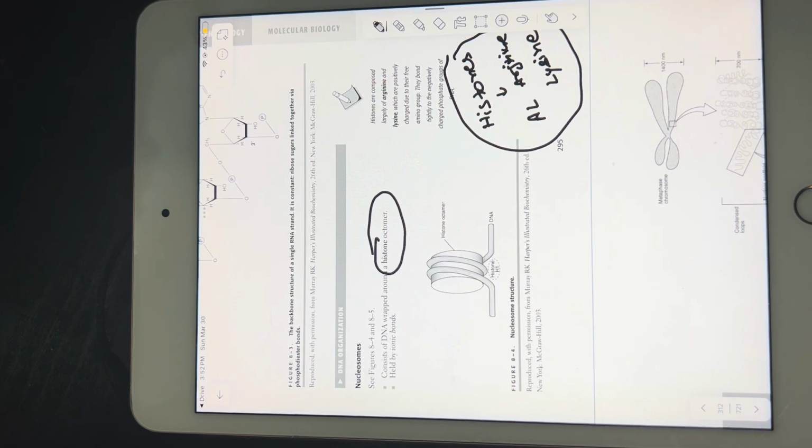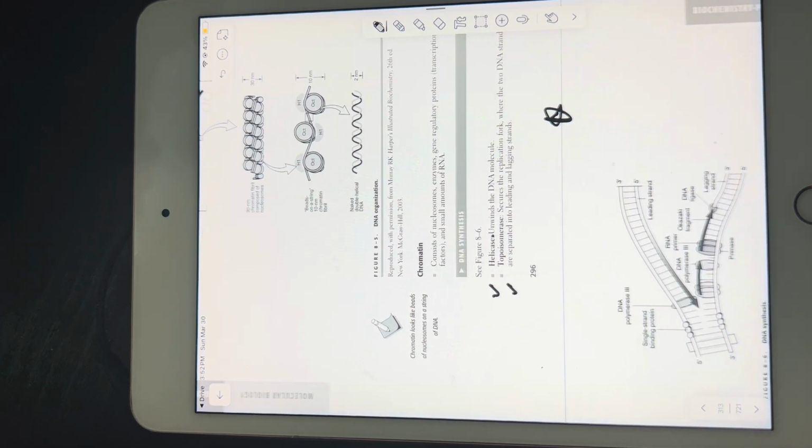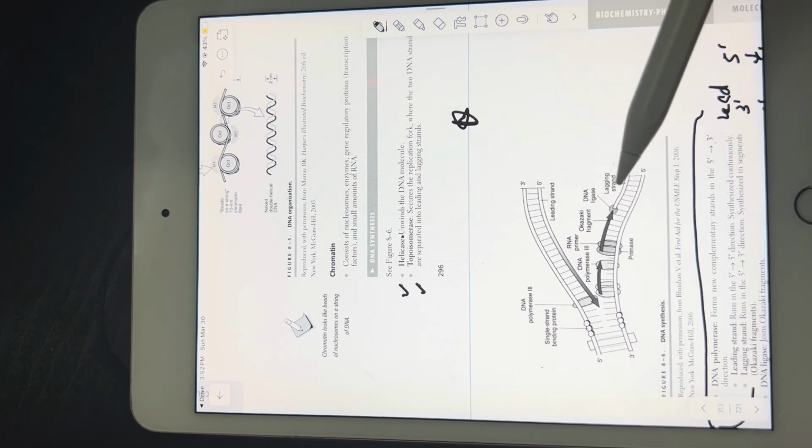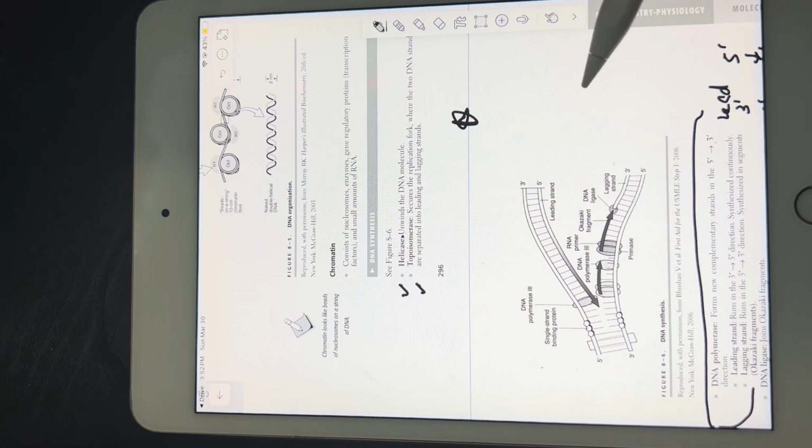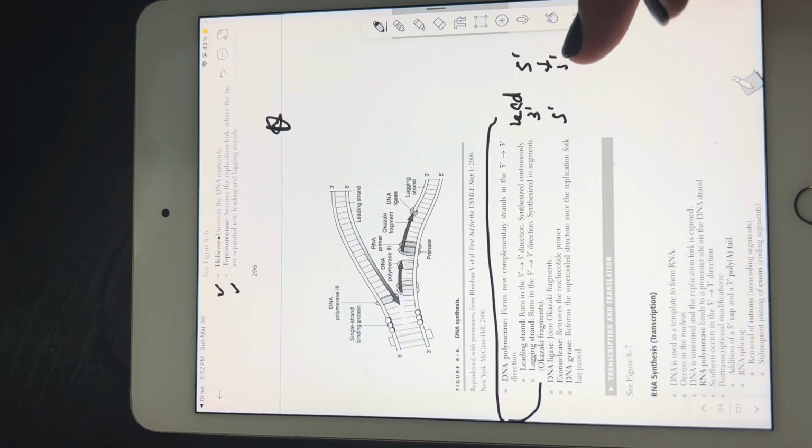Let's go to this one. Just make an important note of this thing, write it down somewhere for the final revision, because it's very, very important. Then the names of all the enzymes in the DNA synthesis, and what their function is.